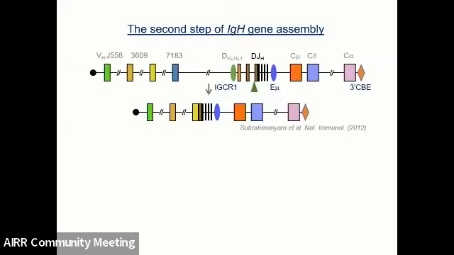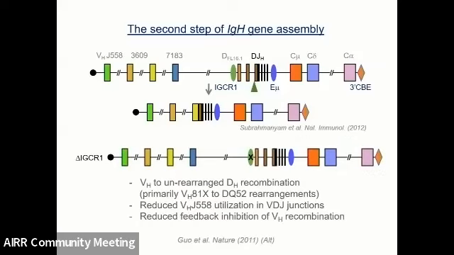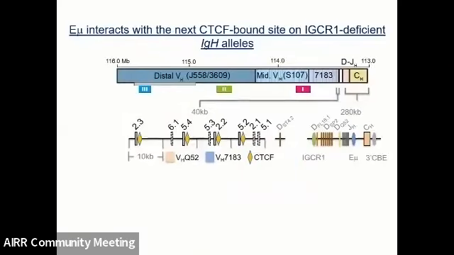But this order of recombination, Ds first and Vs second, breaks down on IGCR deleted alleles, in which Fred Alt's lab several years ago showed that the VH can now recombine to an unrearranged D gene segment. Okay, so how does this come about? And I will take just a few minutes to go through that and conclude.